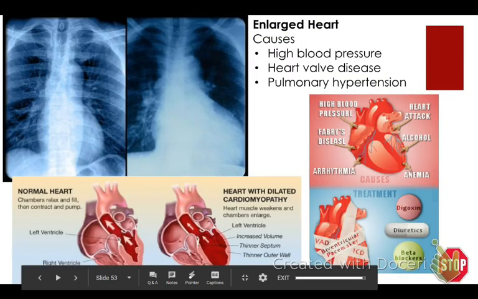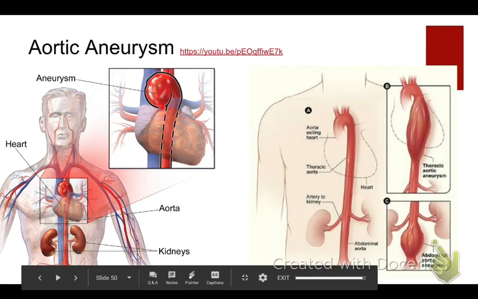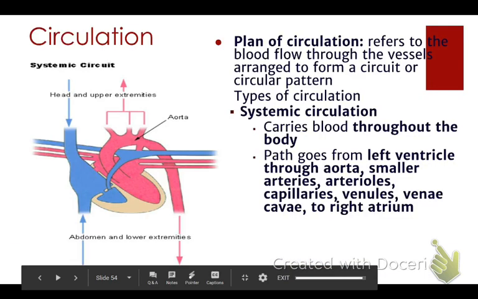Previously, I had gone through abnormal conditions of the heart, like having an enlarged heart, looking at varicose veins, aneurysms. So this is picking up right after that. I believe it's page 46, patterns of circulation. We've talked a lot about systemic circulation and pulmonary circulation.